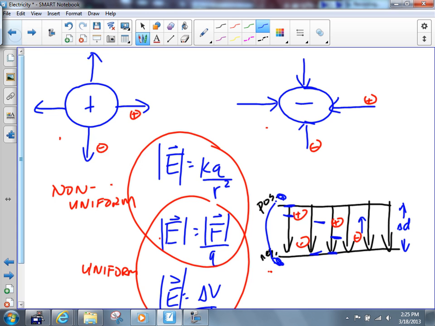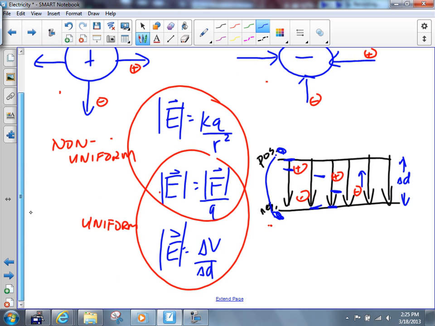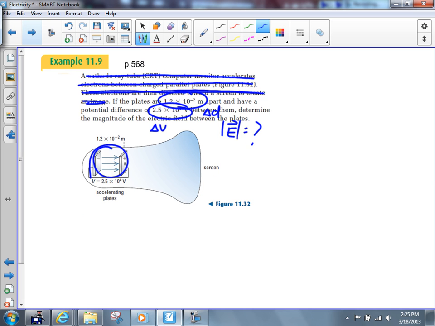And if we have a uniform field, we're allowed to use the last two equations, F over q, delta V over delta d. Which one fits the givens the best? That's what it comes down to at this point, right? Not which one's a better equation, which one fits the givens the best. Which one is it? Delta V over delta d. Justina?